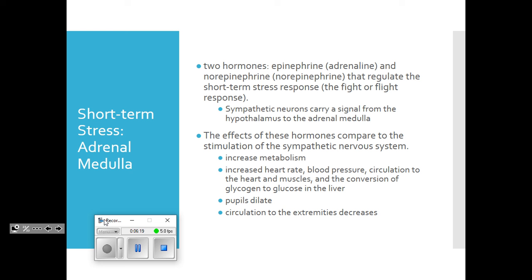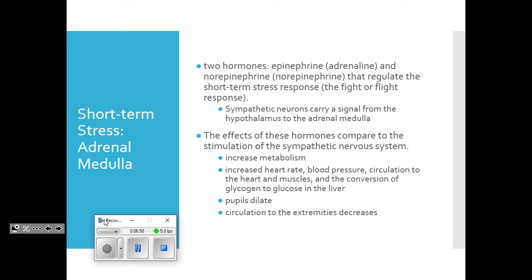The circulation is directed towards your heart and muscles because they need blood more. And then you'll see down here I noted that circulation to the extremities decreases. And there's lots of conversion of glycogen to glucose. Glycogen is the storage form for sugar and glucose is the usable form. So we're going to take all the sugar we got out of storage so we can use it for energy, and pupils dilate.